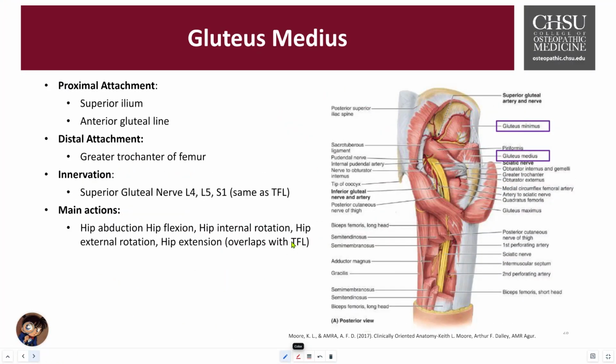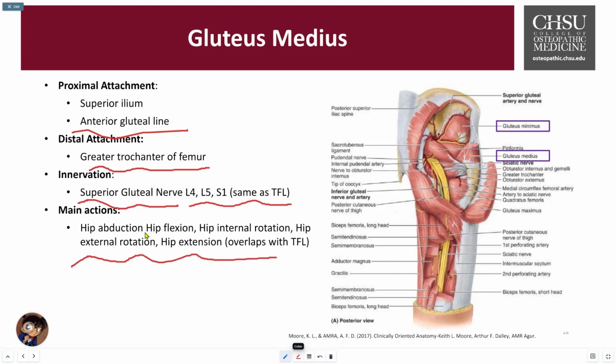Gluteus medius muscle. This is the one that is going to have a proximal attachment of the superior ilium and also the anterior gluteal line. The distal attachment will be the greater trochanter of the femur. And the innervations are as follows: the superior gluteal nerve, SGN, L4, L5, S1, overlapping with the tensor fasciae latae muscle. Main functions for this muscle is that it allows hip abduction, hip flexion, internal rotation, external rotation, and even hip extension to some degree. Okay, but the main function is more of the medial rotation or internal rotation. This is the main key function here.